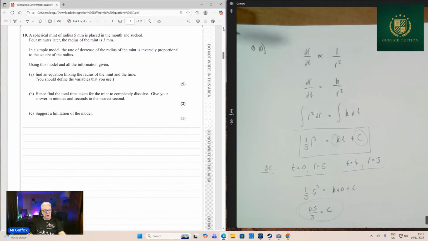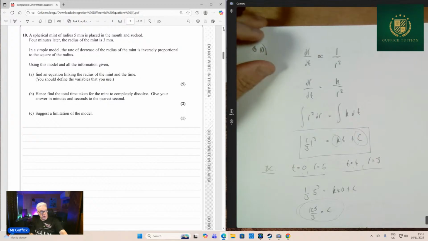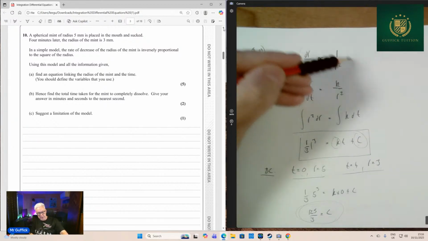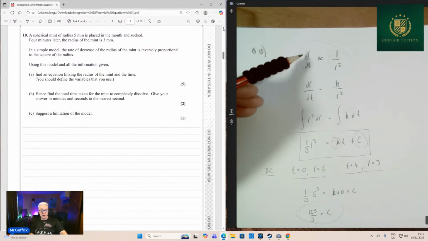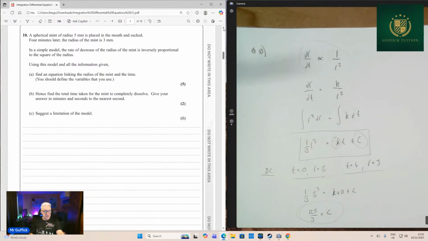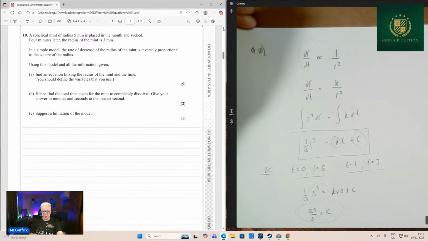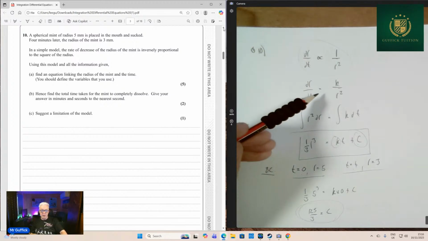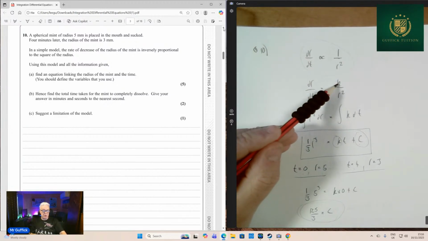So it says a spherical mint of radius 5 millimeters is placed in the mouth and sucked. And it says that in a simple model, the rate of decrease of the radius of the mint is inversely proportional to the square of the radius. So what you do is you set up this proportionality statement. dr by dt is proportional to 1 over r squared, a bit like in year 11 when you were solving things in year 11. Then you change it into an equation by introducing the constant of proportionality, k.